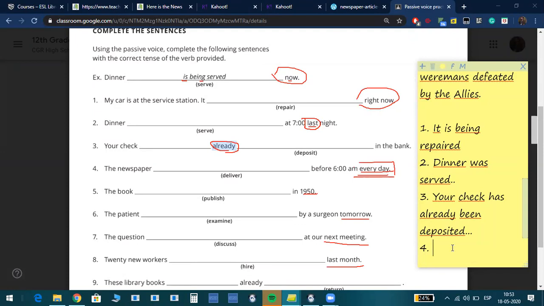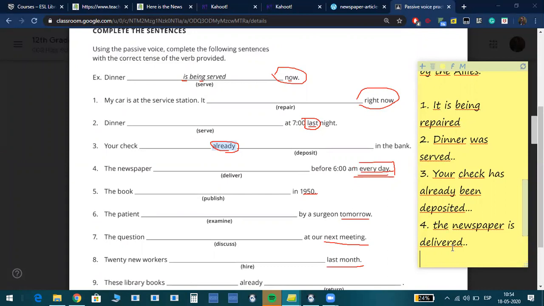Try your luck. Veamos. Tenemos 10 minutos para revisar esto. O sea, menos, 7. Let's go. It's delivered. So, the newspaper is delivered.